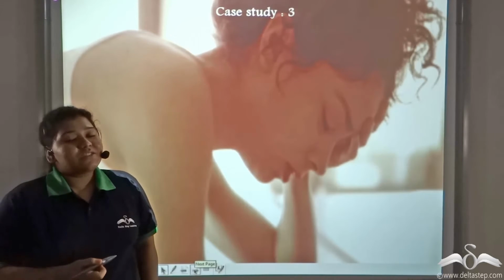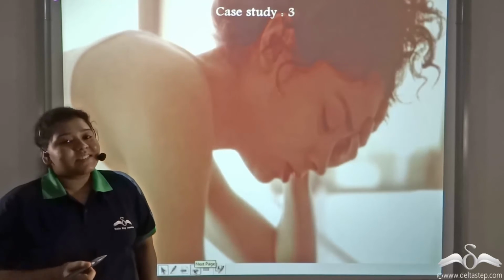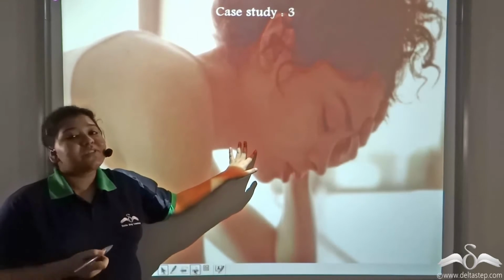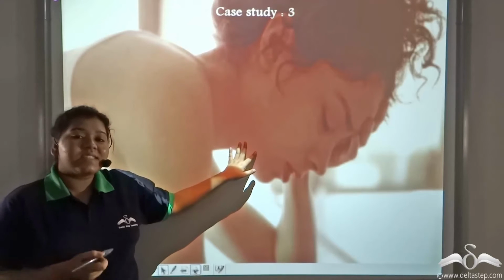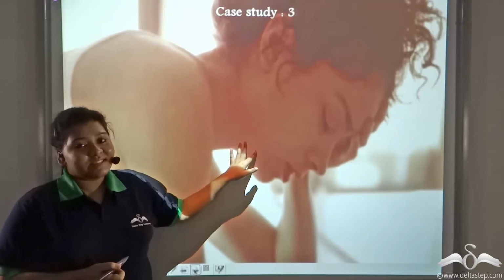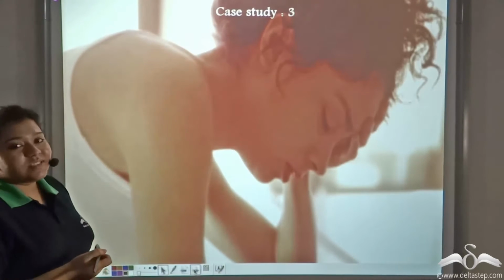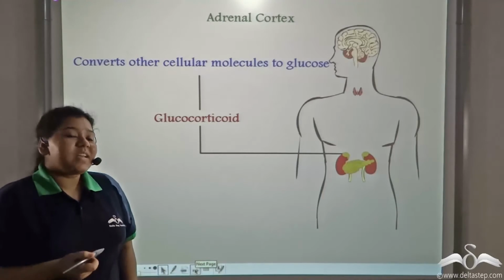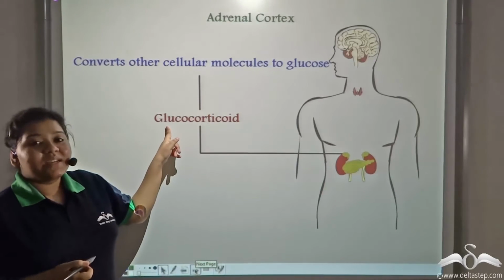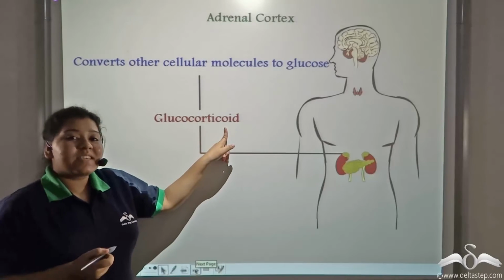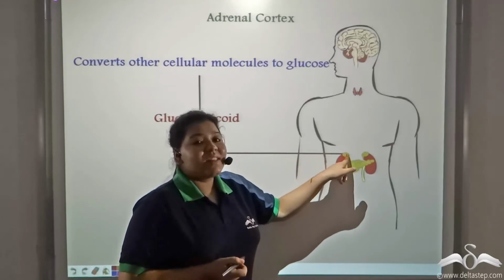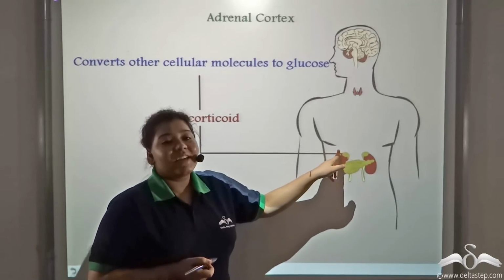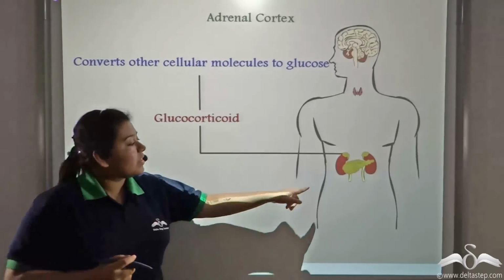This girl was a part of a political party which had fasted for 9 days. Yes, she was very weak, she was fainting very often, but she did survive without food for 9 days. Now, do you know how she survived? Well, this is because of the presence of this hormone in the body known as glucocorticoid, which is secreted by the adrenal cortex. That is the outer portion of the adrenal gland, which is situated above the kidneys.